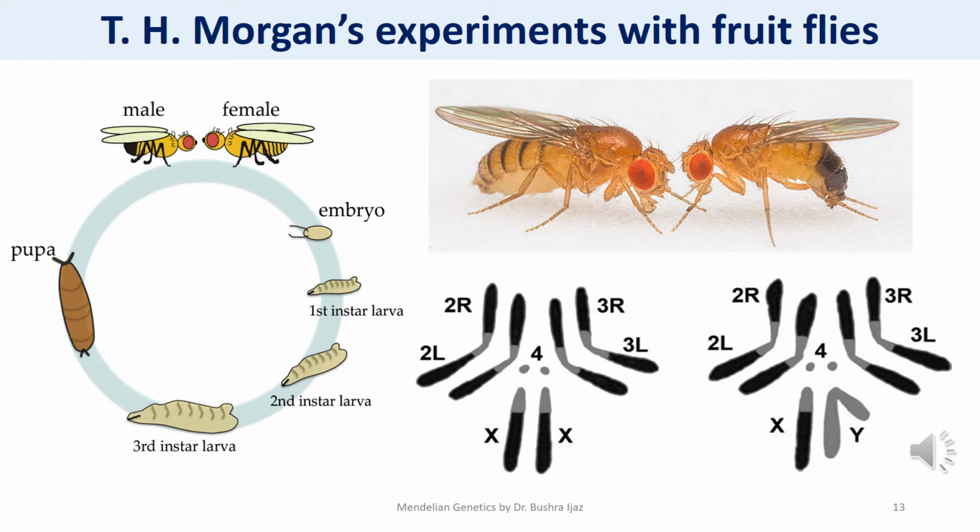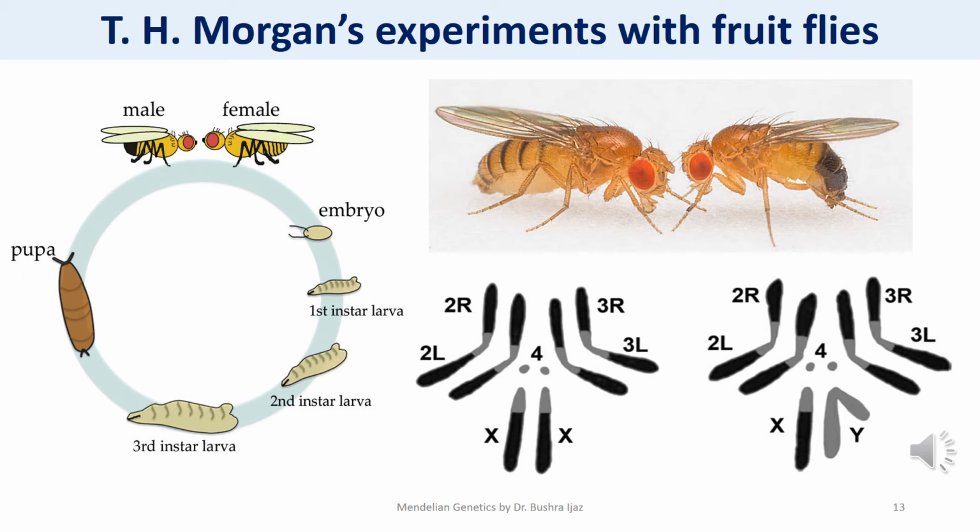In 1910, Thomas Hunt Morgan started his work with Drosophila melanogaster, which is a fruit fly. First of all, he chose fruit flies because they can be cultured or grown very easily, they are present in large numbers, they have a very short generation time, and they have only four pairs of chromosomes, which can be easily identified under the microscope as well.